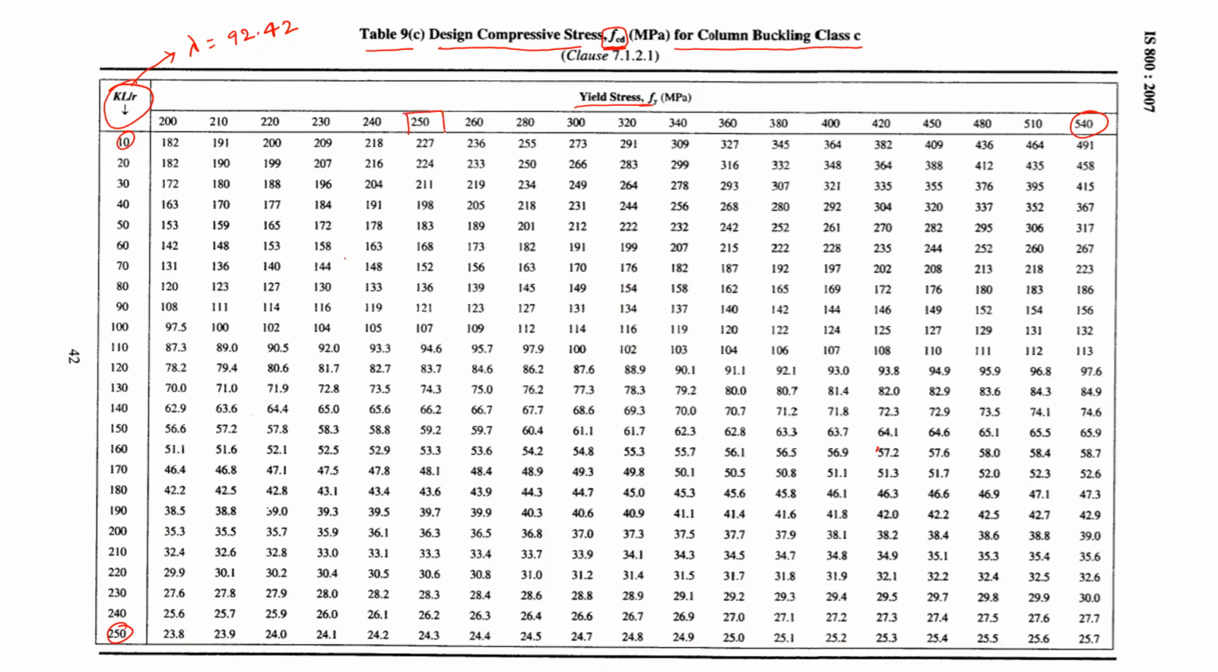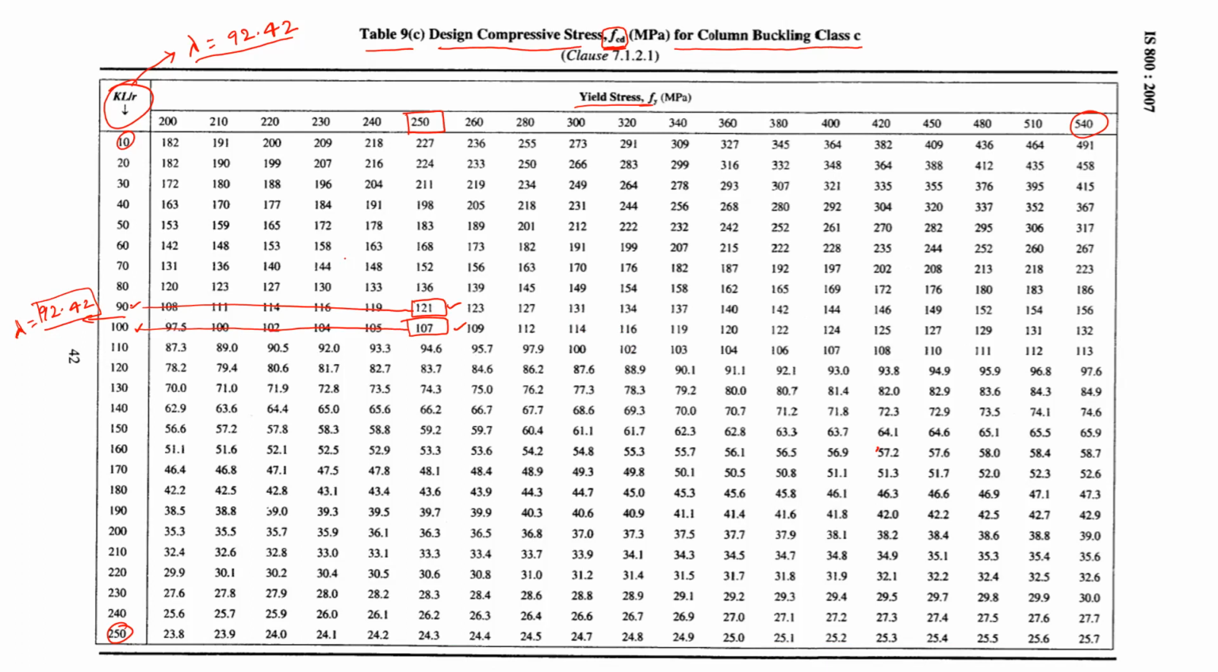Always remember, we are going to take the yield stress value Fy as 250 megapascals. The lambda value which we have got is 92.42. But if you check down, when it is 90, you have the FCD value as 121, and when it is 100, you have the value as 107. You don't have the value for 92.42. So 92.42 lies in between 90 and 100, and we have to interpolate between these values to obtain the FCD value when lambda equals 92.42.